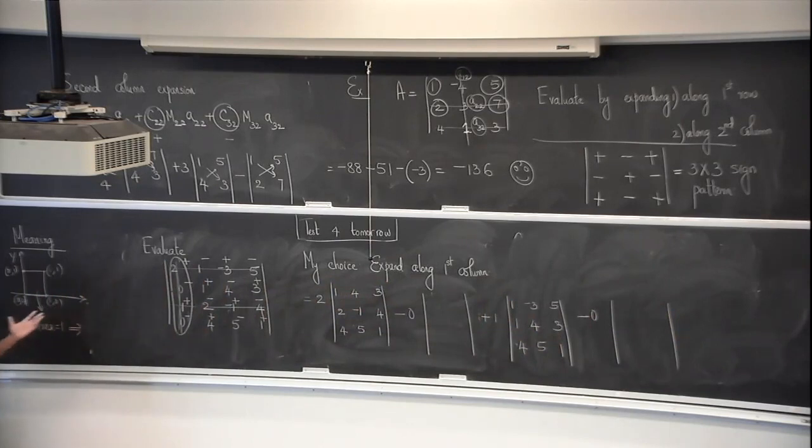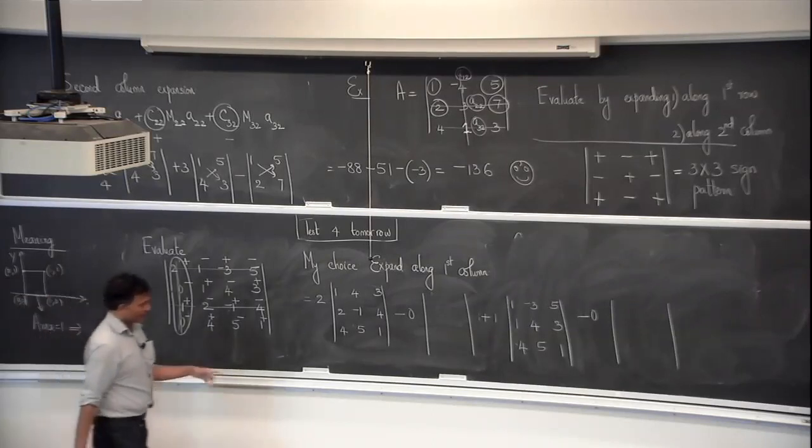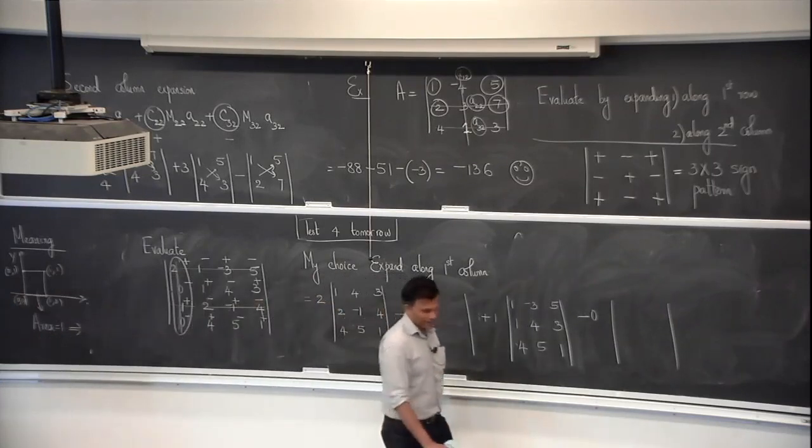But as I said, if you pick the second column, you will end up with 4 of the 3 by 3 minors, but 2 of them will be 0. That's a good thing. All right, now can you compute those two 3 by 3s and see how that goes? So it's a good practice.